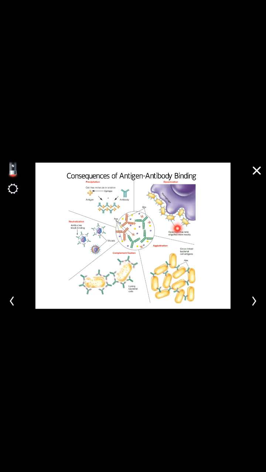Opsonization, you surround the bacteria with antibodies to be engulfed by a macrophage. You have neutralization, where antibodies block binding. So IgM antibodies would be very good for blocking, neutralizing viruses. And these are actually 1, 2, 3, 4, 5, 6. So those are hexameric, I think.